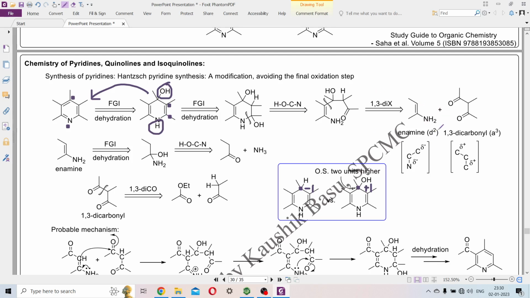You will end up with the same enamine, and instead of an alpha beta unsaturated carbonyl compound, because you have an oxygen substituent here, you will not have a double bond here. Instead, you will have a 1,3 electrophile, but this carbon's oxidation number will be different.